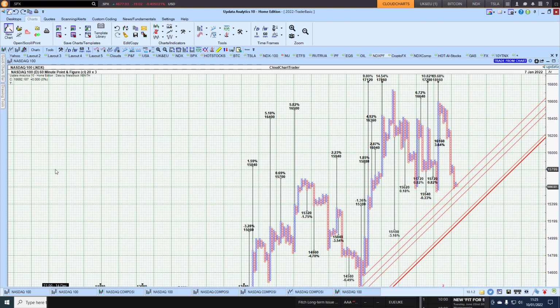Turning more to the intraday point and figure, I've got the 60-minute here, 20 by 3 box size and reversal. So a 60-point drop or up reversal either way will change the trend. That will change an O to an X and an X to an O. So right here, we're testing this point and figure trend line support level. We've recently taken out 15,720 downside targets, 15,620. So we're hitting the downside risk targets on the 60-minute point and figure chart.